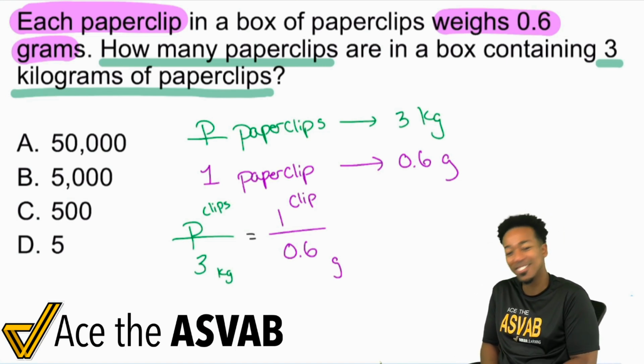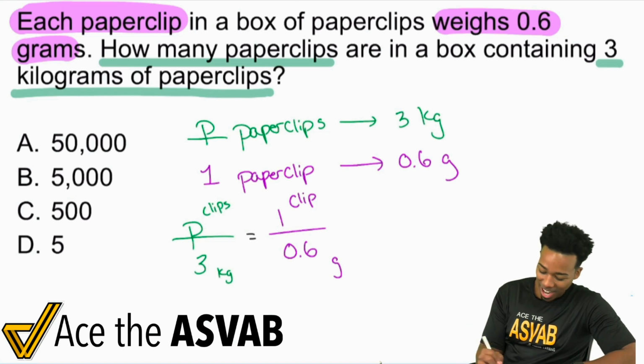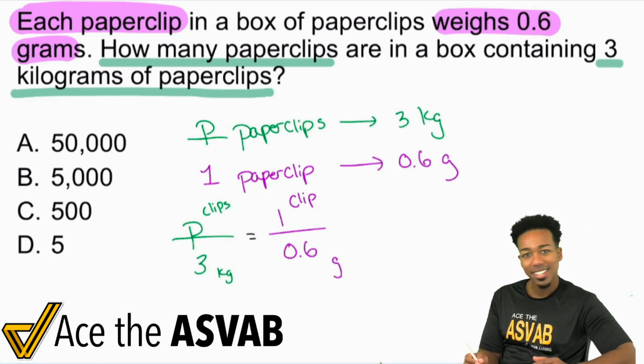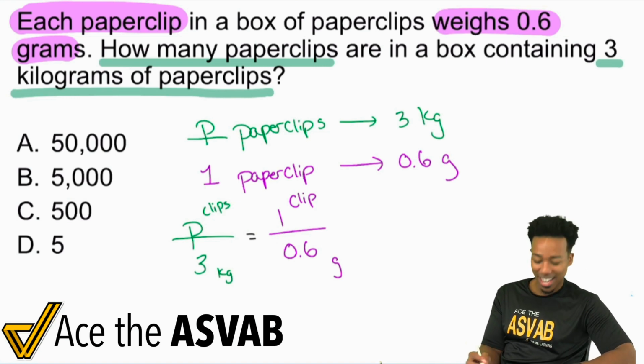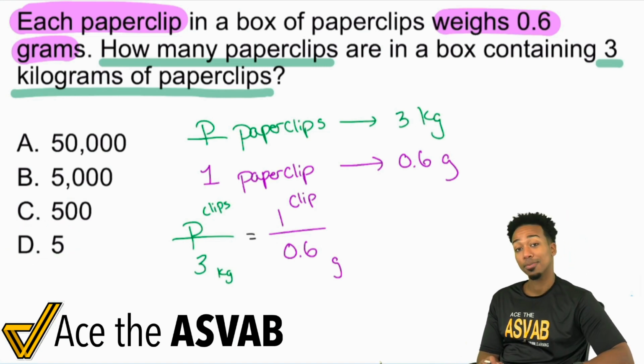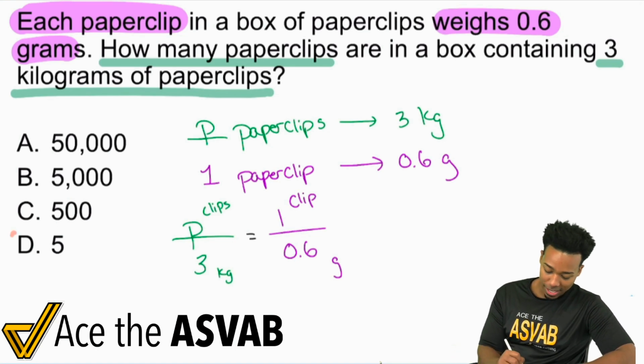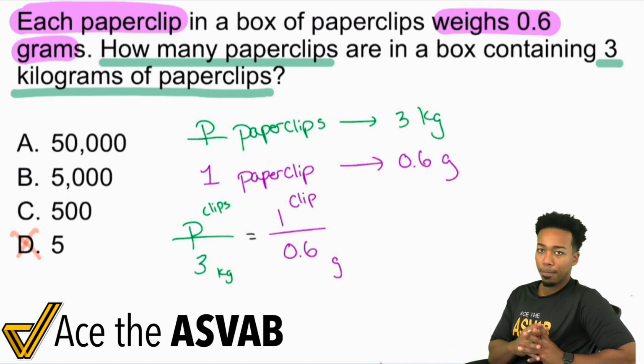Yeah, I'm good. And if I solve this, I'm going to go ahead and do 3 times 1, P times 0.6, and then I'm going to end up getting 5. Nope, that's not the answer. It's not the answer at all. So the reason that that's not the answer is because, what do you notice here about the setup?